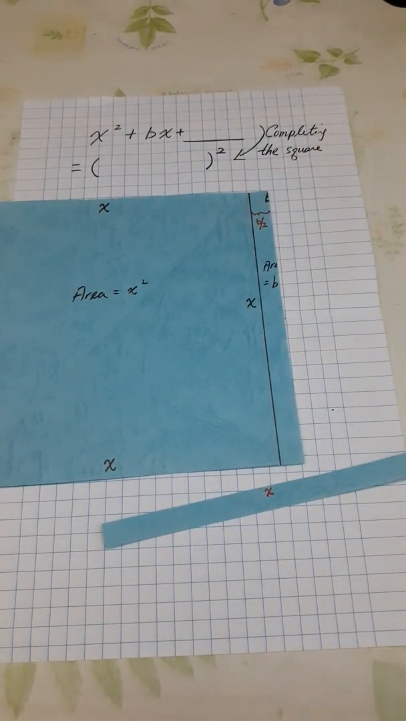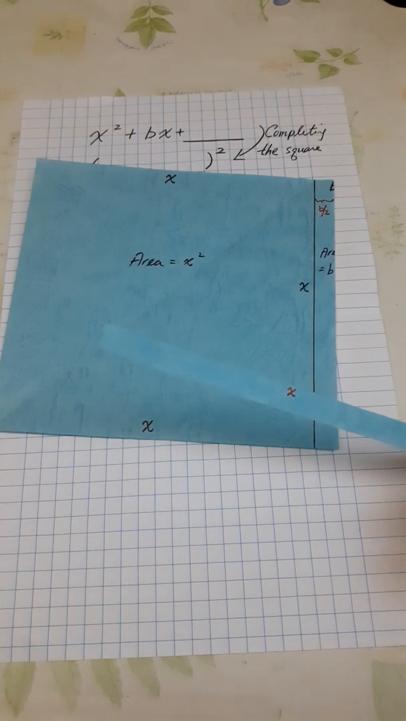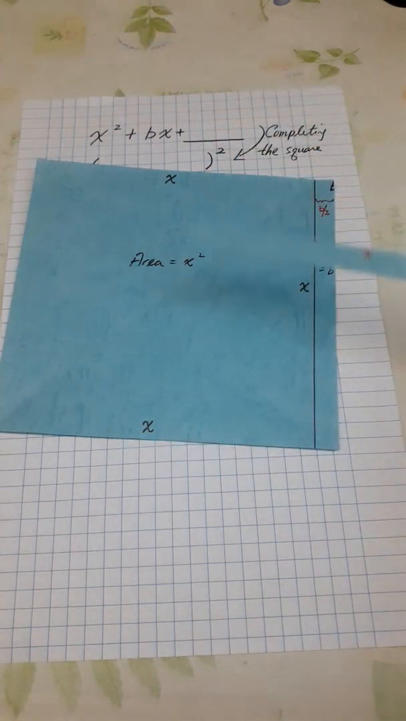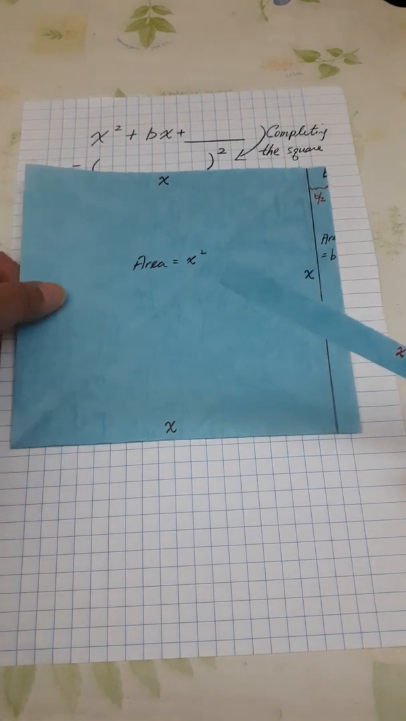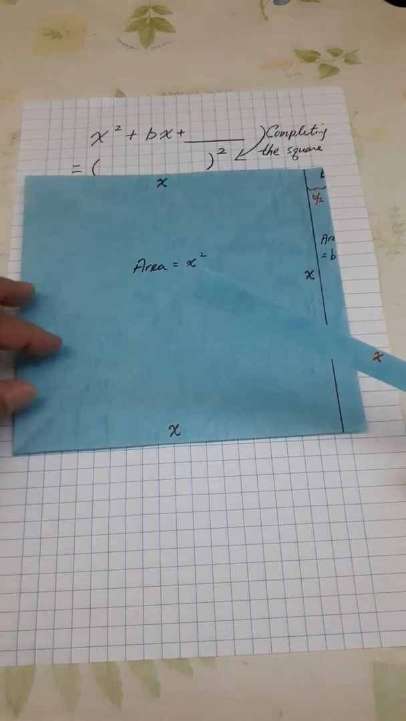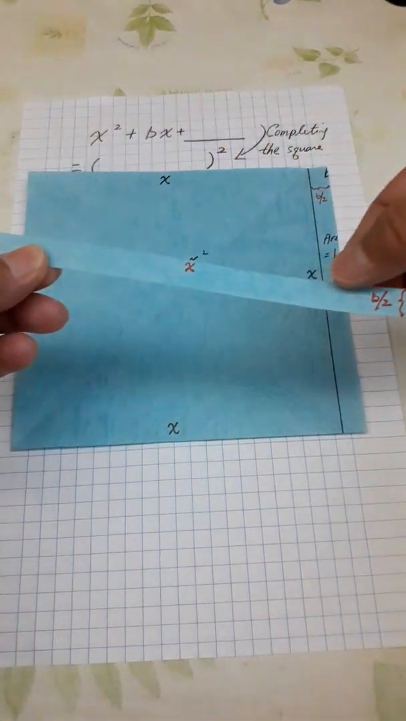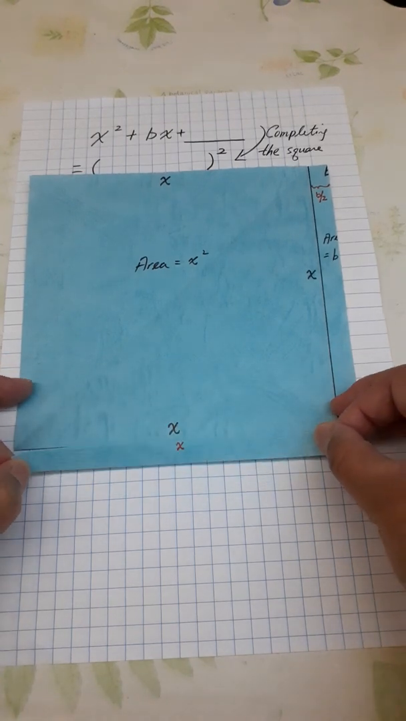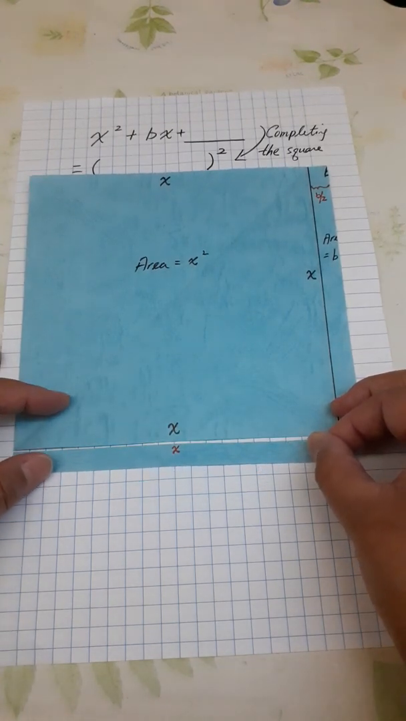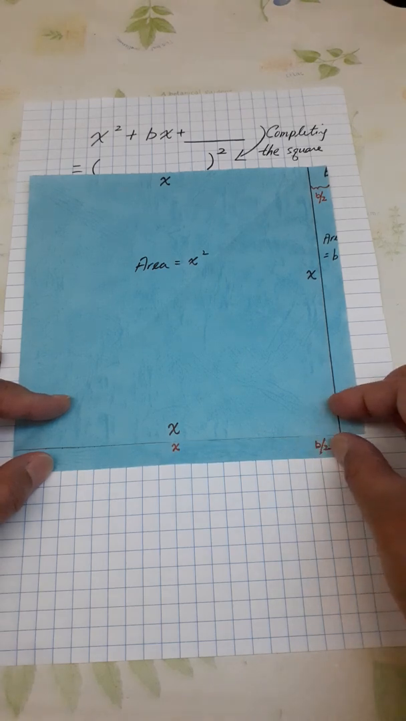Now, what do you think? Where should I put this piece of paper? Should I put it here again or anywhere? It is not difficult, I think, because this length is x here. It seems it is not bad if I put it here, right?